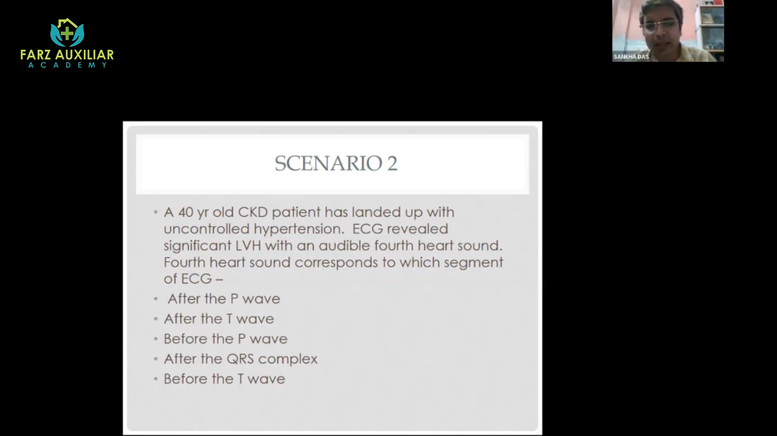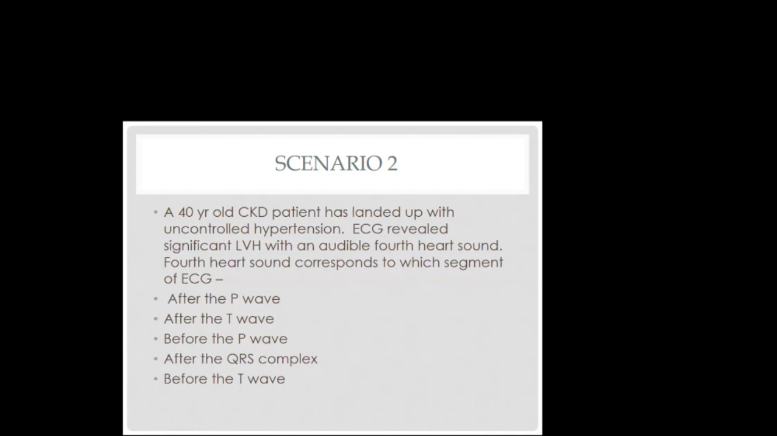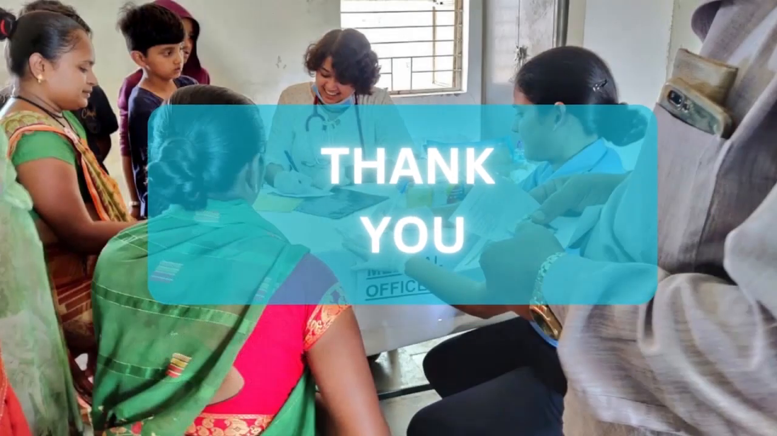Yes. So there are three phases in diastole: the early diastolic rapid filling phase, then the diastasis, and the terminal atrial contraction phase. That is the phase when the atrium contracts to eject blood into the ventricle, and this contraction produces the fourth heart sound. Atrial contraction is basically the cause of the P wave. So the fourth heart sound will happen after the P wave. The answer: the fourth heart sound corresponds to after the P wave.